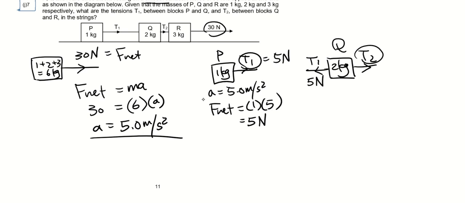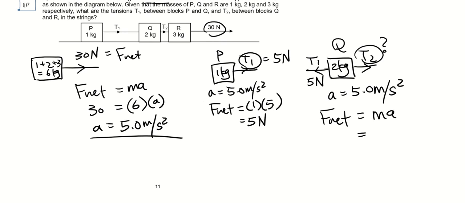T2, I don't know how much it is, but I know that the acceleration of Q is 5 meter per second square. Yes, they all should have the same acceleration. So let's put it into the formula again. F net equals to MA. F net I'm not sure now, but I have the mass is 2, acceleration is 5, so the F net is going to be 10 Newton.